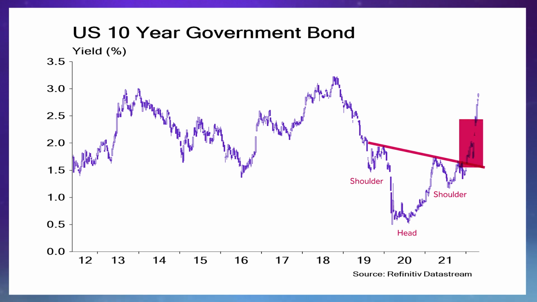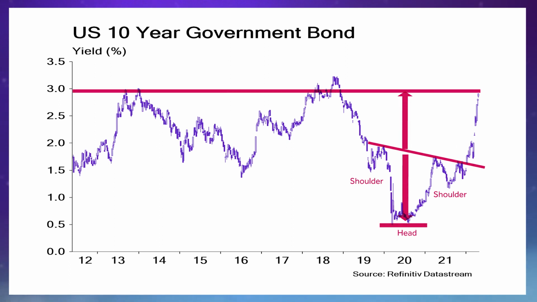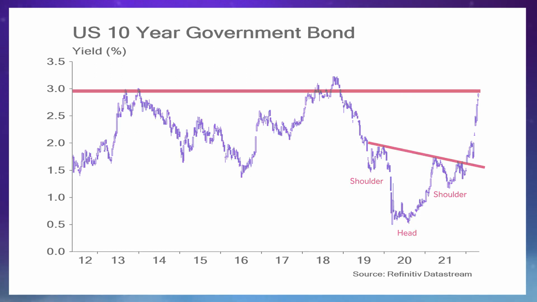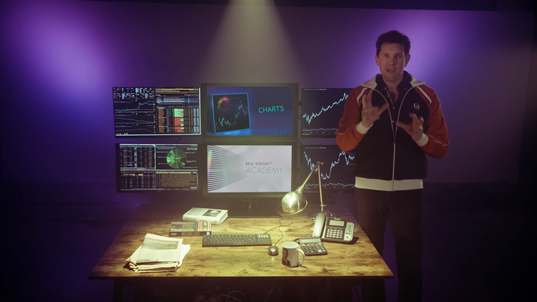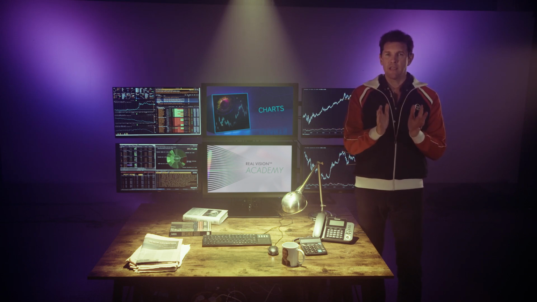We saw yields break above the neckline. Then it screamed higher with bonds selling off and those yields moving up to a level very close to 3%, which is roughly the target that you would have expected once that neckline had been broken. So it looks like that wonky head and shoulders has indeed worked.